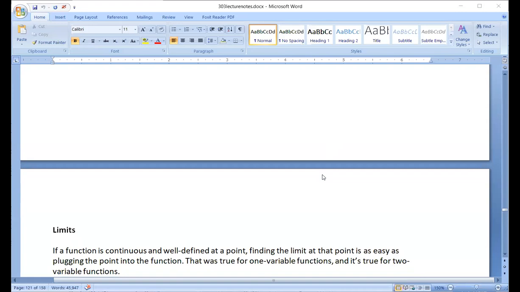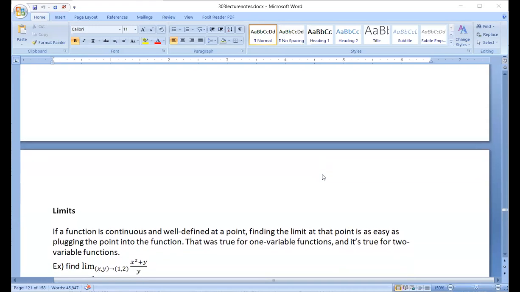It was true for y equals f of x. It's also true for z equals f of x, y. So here's a function: x squared plus y over y. And we're going to find the limit as (x, y) goes to the point (1, 2). Again, notice that these are functions of two variables, so we have to say what the target value is for each variable.